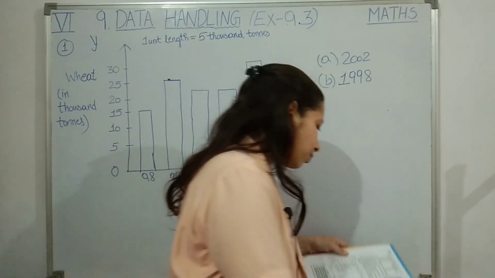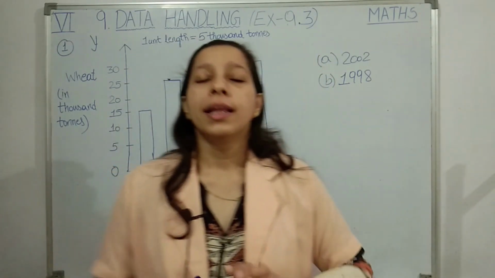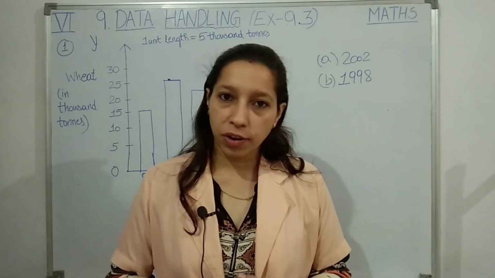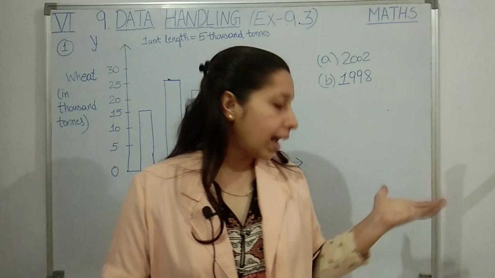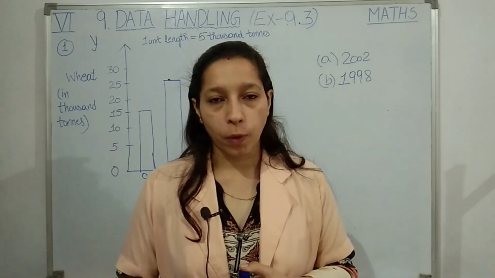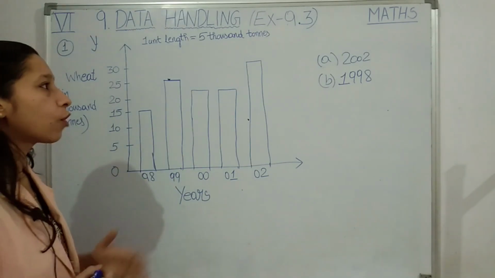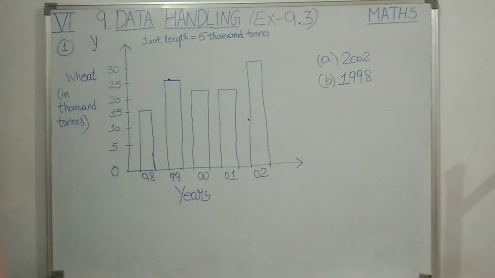Okay, one more thing. I think I have informed you already in the live class also that we have to purchase one graph notebook for exercise 9.3 and 9.4. So you will be purchasing a graph notebook and there you are going to write exercise 9.3 and 9.4, students. Okay, so this was the first question from exercise 9.3. Now let us quickly see question number 2.